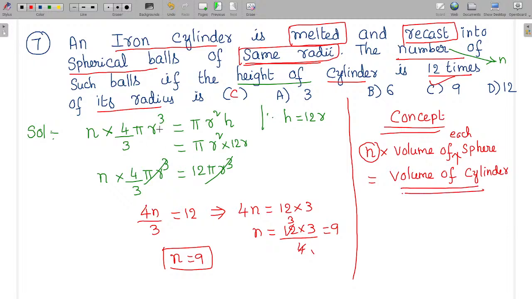Let the radius be r. n times 4/3 pi r cube, the volume of a sphere, is equal to the volume of a cylinder, pi r square h. The relation given is height of the cylinder is 12 times the radius, h is equal to 12r. Substitute here: n times 4/3 pi r cube is equal to 12 times pi r square into r. Pi r cube cancels. We have 4n/3 is equal to 12, cross multiply, 4n is equal to 12 into 3, n is equal to 12 into 3 by 4, so 9. The number of spherical balls is equal to 9. This is the answer. I hope it is clear.